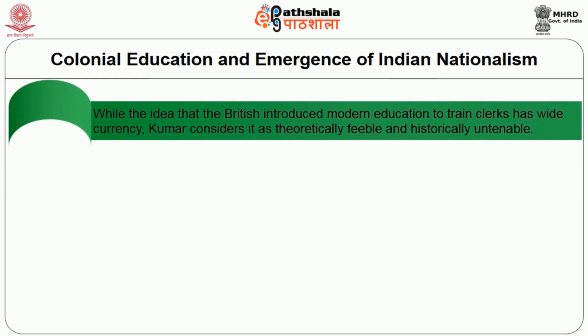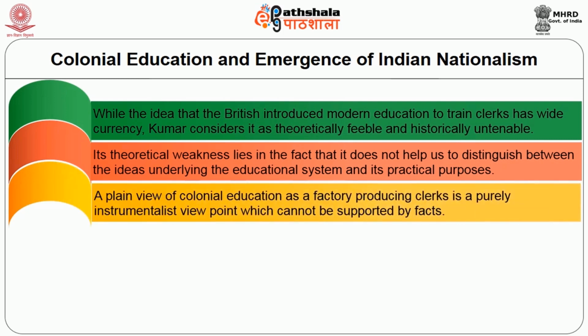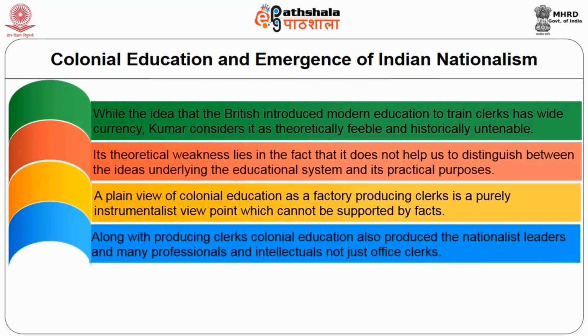While the idea that the British introduced modern education to train clerks has wide currency, Kumar considers it theoretically feeble and historically untenable. Its theoretical weakness lies in the fact that it does not help us to distinguish between the ideas underlying the educational system and its practical purposes. A plain view of colonial education as a factory producing clerks is a purely instrumentalist viewpoint which cannot be supported by facts. Along with producing clerks, colonial education also produced the nationalist leaders and many professionals and intellectuals, not just office clerks.